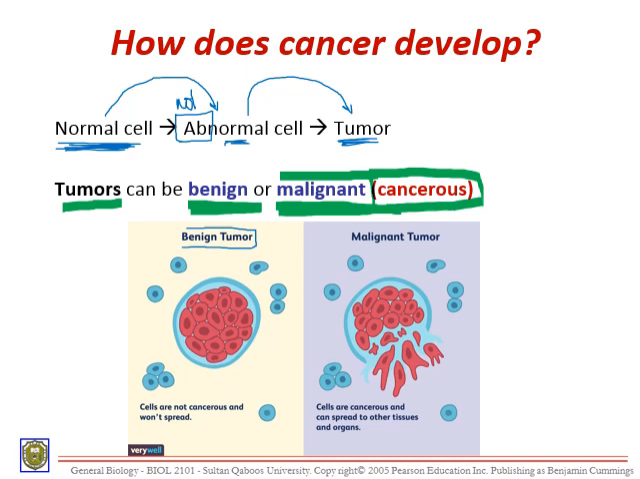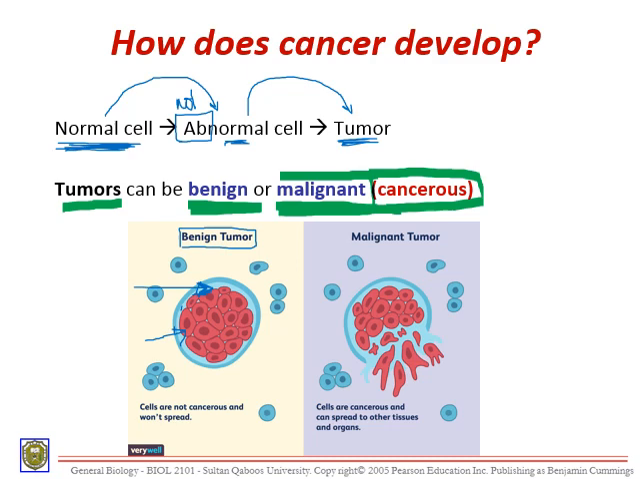Now let's have a look at the difference between a benign tumor and a malignant tumor. This is a benign tumor. You can see we are looking at the red cells over here. You can see that the cells are not spreading. They stay in one area. And this is very simple to get rid of, because usually with surgery we can remove the benign tumor.